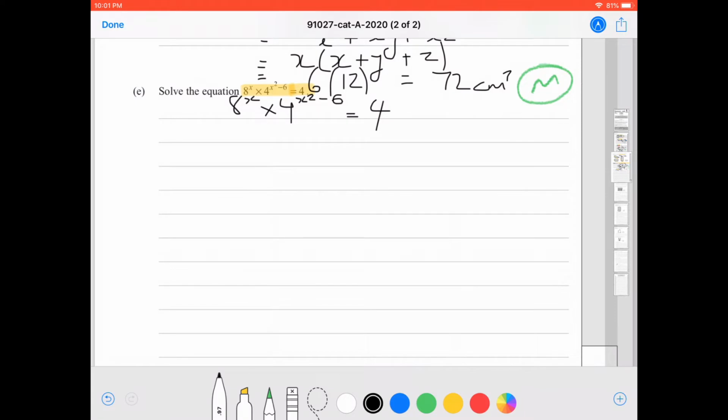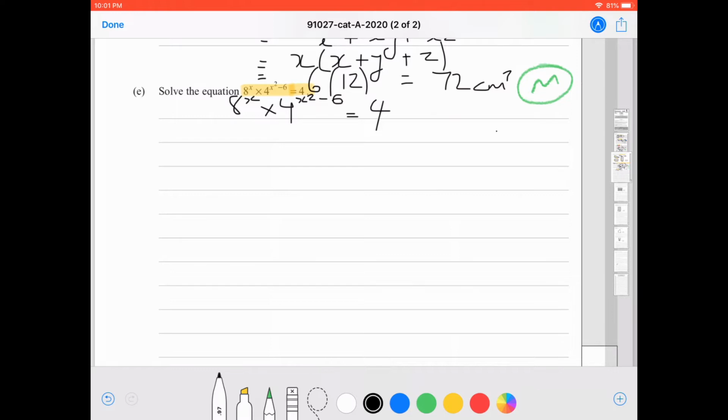For this question, and I always say it's a classic MCAT question, we have to be knowledgeable about powers. So in the MCAT, you want to know your powers of 2, 3, 4, 5, 6 even.